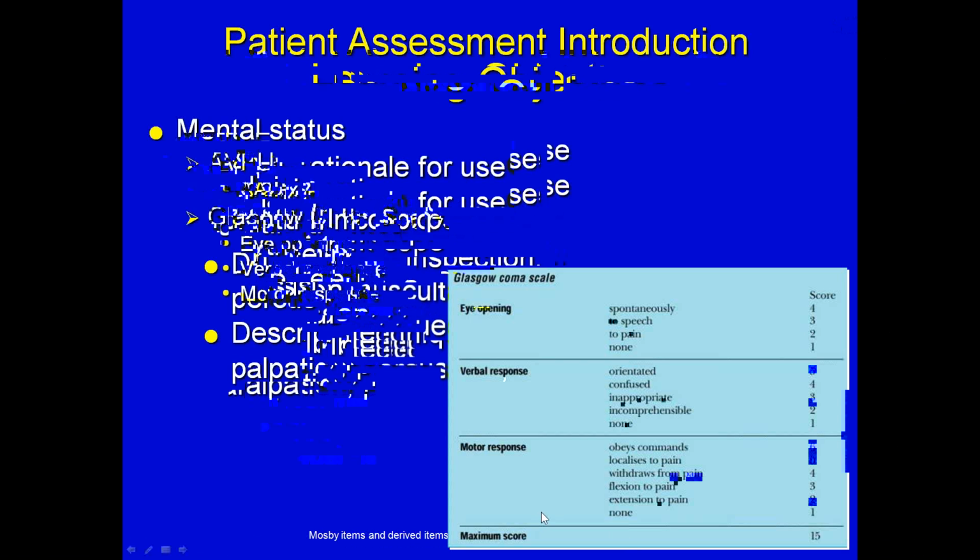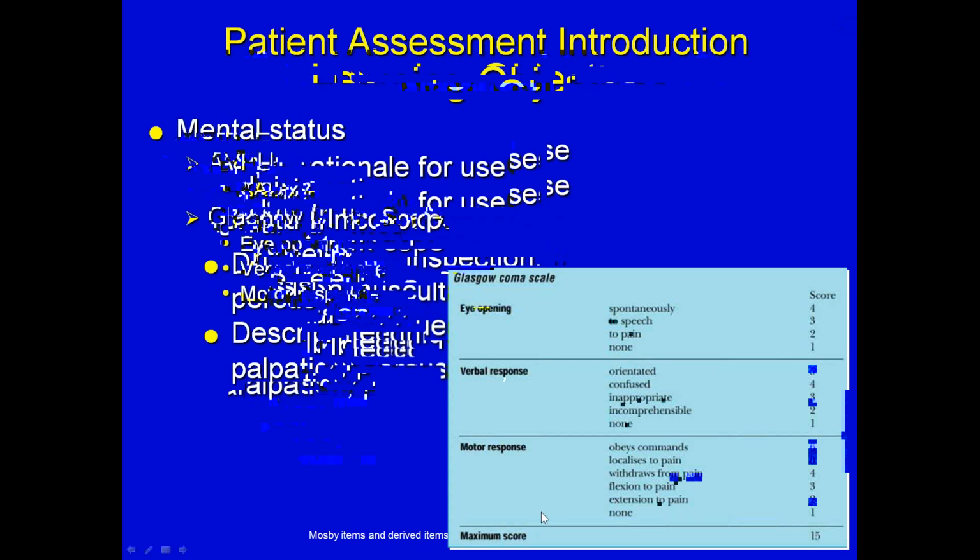The purpose of the Glasgow Coma scale is it's a measure of the severity of head trauma, of the head injury. A score of 14 to 15 is okay. You get 12 to 14, somewhere in there, you've got a mild brain injury. You get 8 to 10, you've got a moderate brain injury. You get less than 8, you've got a severe brain injury.